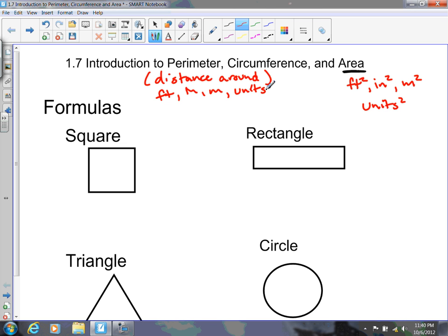The area and perimeter of a square. Now a square, all the sides are the same length. So this is S, this is S, S, S. The perimeter is going to be S plus S plus S plus S, or basically 4S. And the area is going to be S times S, or S squared.